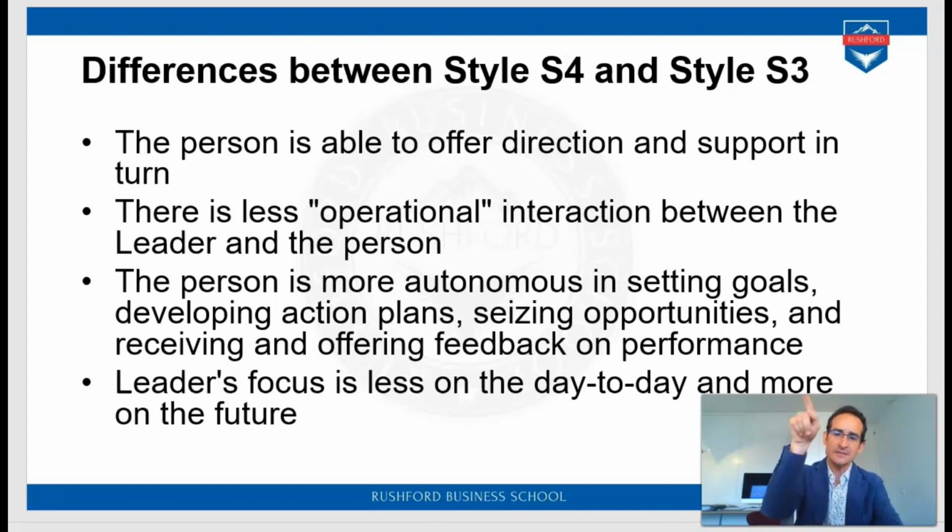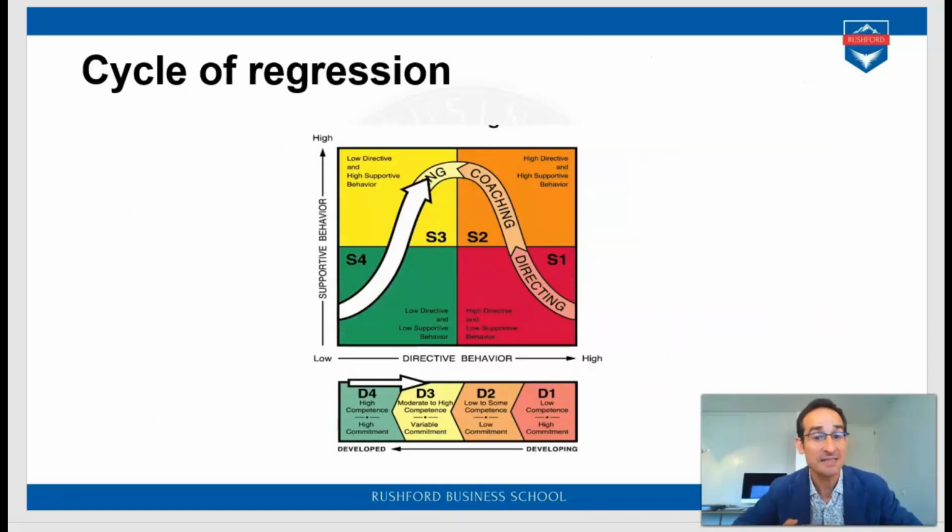We have seen this cycle of progression, right? This cycle of development was bringing you from D1, D2, D3, D4. That's not linear. We said yesterday that eventually you can step back. And a cycle of regression could happen.